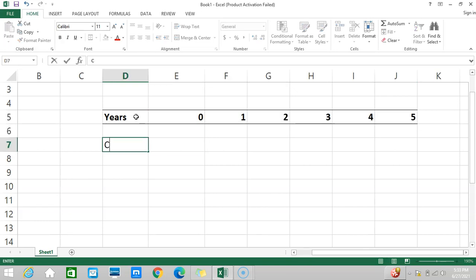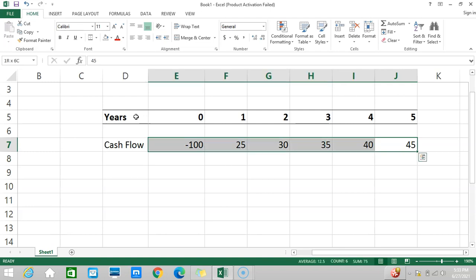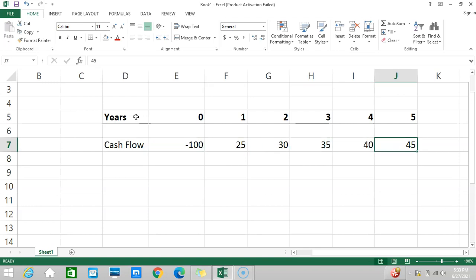The next step is that you forecast the cash flows. So let's say that the cash flows is an initial cash outflow or investment of minus $100, followed by $25 in first year, then let's say $30 in second year, $35 of inflow in third year, $40 inflow in fourth year, and $45 inflow in fifth year. So these all are your cash flows for today and future. So with an outflow today and inflows in future.